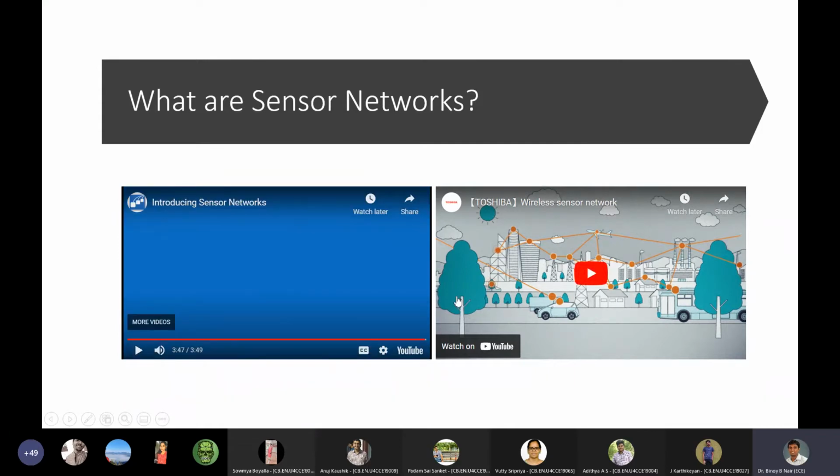Okay, I hope now you understand what you mean by sensor networks. Is it clear? Do you have any queries? Sir, why can't we connect multiple transducers to a single processing unit, instead of bunching up transducers and connecting to multiple processing units?